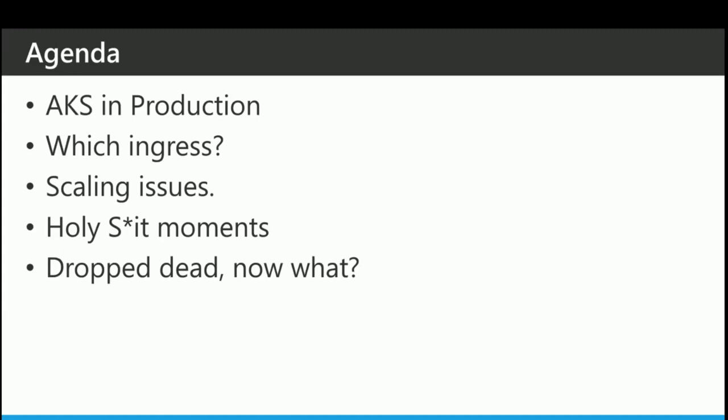We'll talk about AKS in production. One of the issues when you're going into production is which Ingress resource should I use? What are the scaling issues that may appear? What are the problems that may appear?